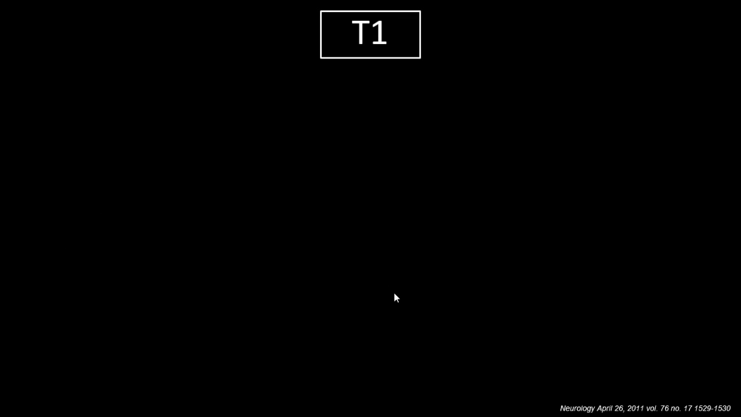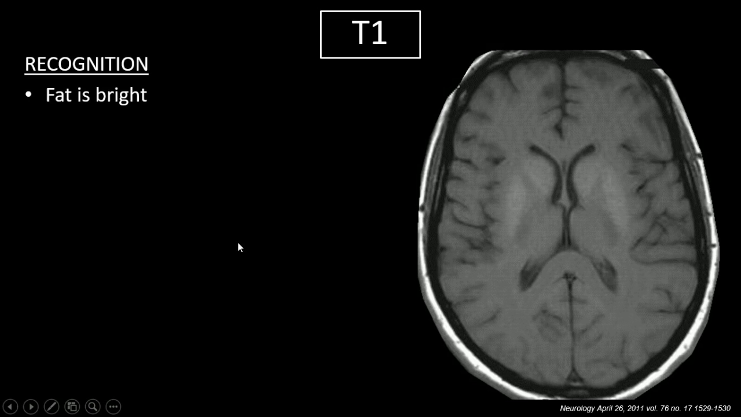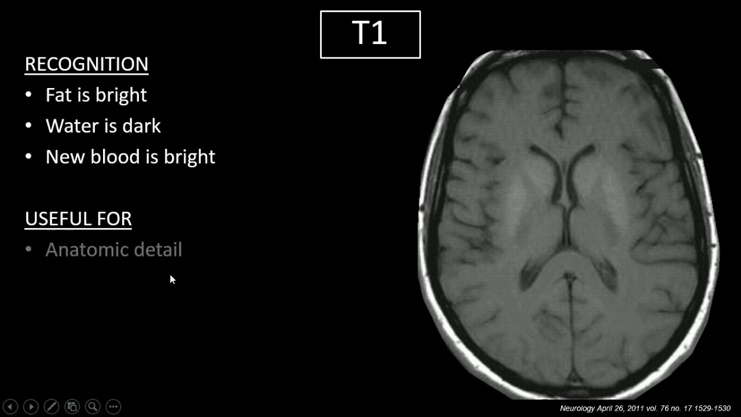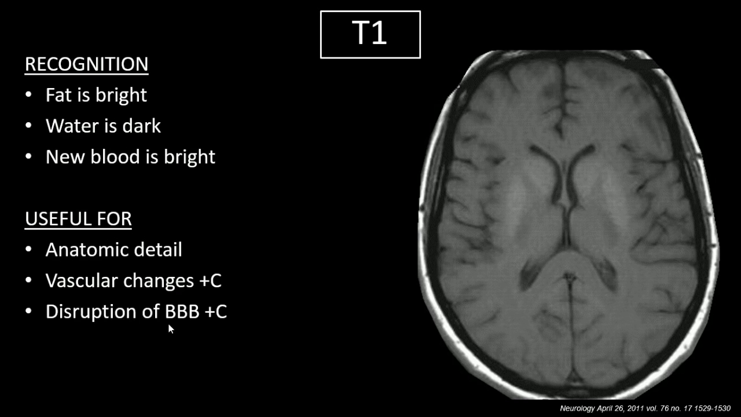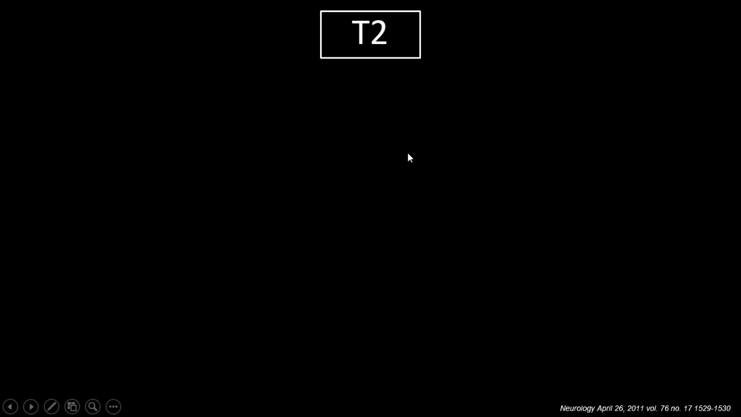And let's start with T1. Here's our T1 image. How do we recognize T1? Well, in T1, fat is bright, water is dark, and new blood is bright. And this is useful for anatomic details. We can pick up vascular changes and disruption of the blood-brain barrier when we add in contrast. So let's take a look over here at the image. Water, or CSF, is dark, and fat is bright. So areas where there's a lot of myelin, these deep white matter tracts, are going to show up bright, whereas outer cortex is not. This isn't the best image to demonstrate this, but you'll see the differences when we move on to T2.